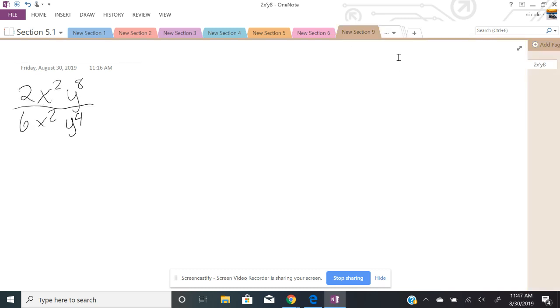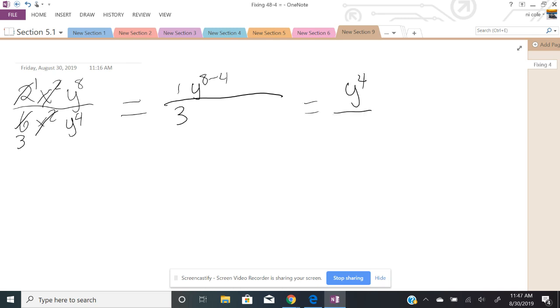All right, let's look at this particular problem. So the first thing I do is look at those numbers. What do 2 and 6 have in common? Please tell me 2. So how many times does 2 go into 2? Once. How many times does 2 go into 6? 3 times. So I'm going to have 1 over 3. I have x squared over x squared. Ooh, those cancel. And then I have y to the 8th over y to the 4th. So I'm going to do 8 minus 4. So really, that's going to give me y to the 4th over 3.